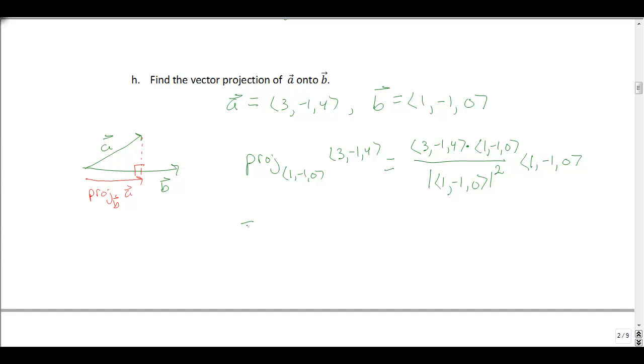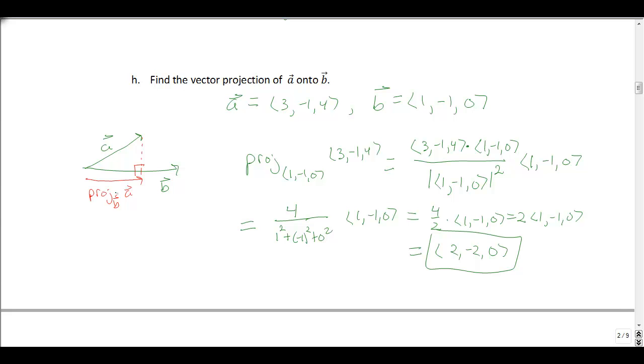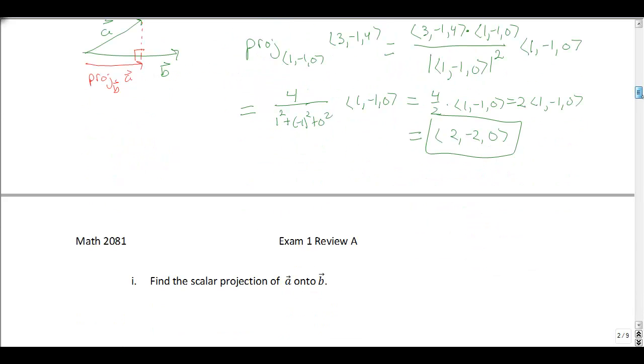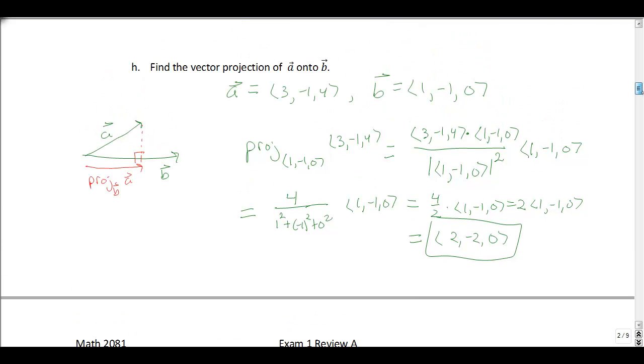Okay, now we need to do the calculation. We get 3 plus 1 plus 0, that's 4 when we do the dot product. This bottom is going to be 1 squared plus -1 squared plus 0 squared. We're going to multiply that by 1, -1, 0. So we're going to get 4 over 2 on the bottom times 1, -1, 0. That's 2 times 1, -1, 0. So that gives us the vector in the end, 2, -2, 0. So that's really this red vector here. Okay. Now that was projection, vector projection.